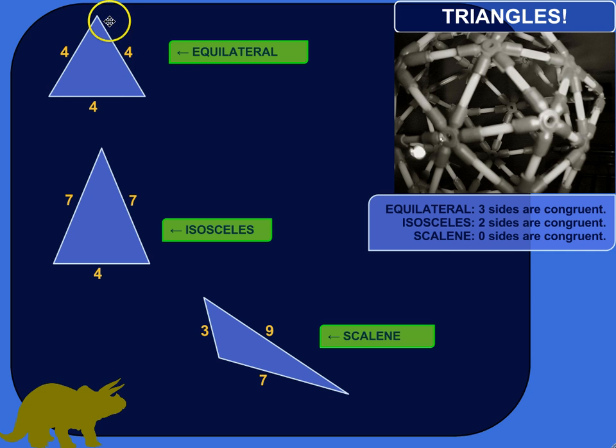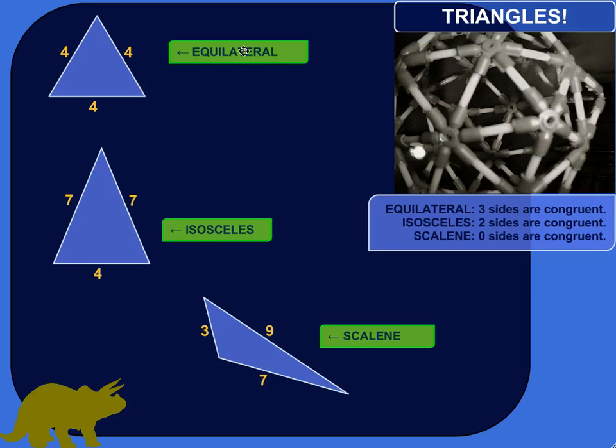So, for example, this triangle has sides that are all 4 units long. A triangle that would be 10 by 10 by 10 would also be equilateral. Equal just means equal, and then lateral means having to do with sides, so equal sides. So an equilateral triangle has three sides. All three sides are congruent.